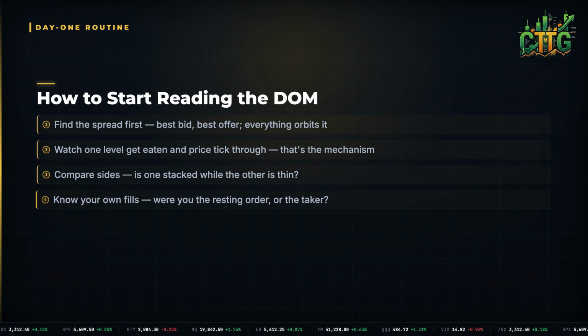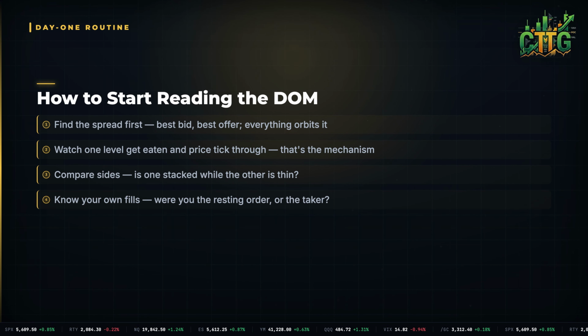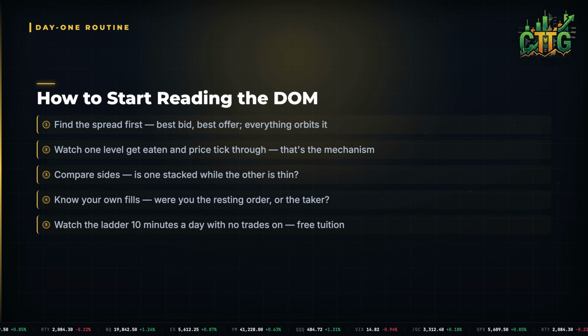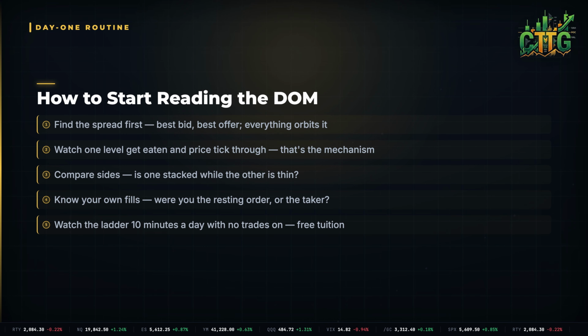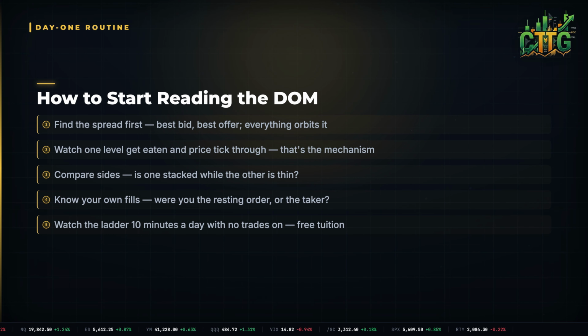4. Watch your own fills. Market order or limit. Know which side of the handshake you were. And 5. Spend 10 minutes a day just watching the ladder with no trades on. No risk, all learning. Do that for 2 weeks and price will never feel random again.